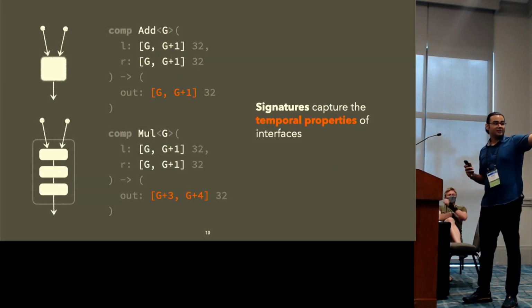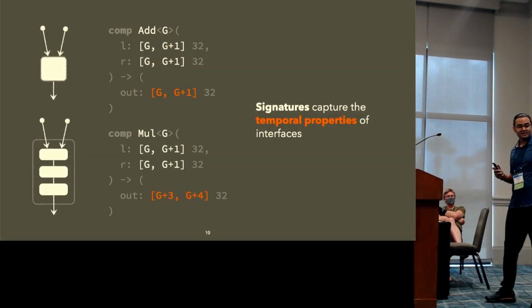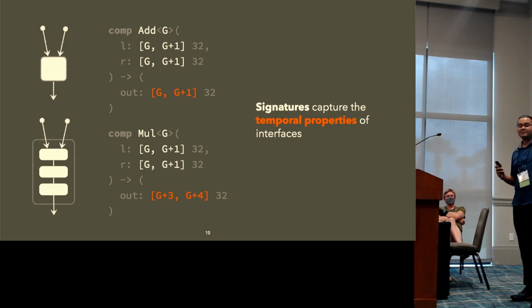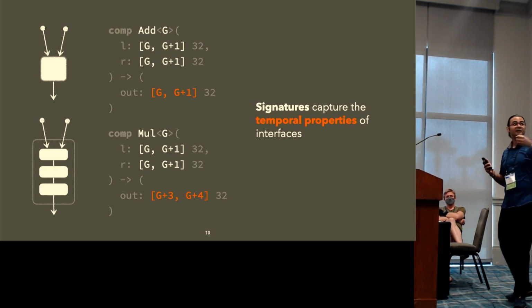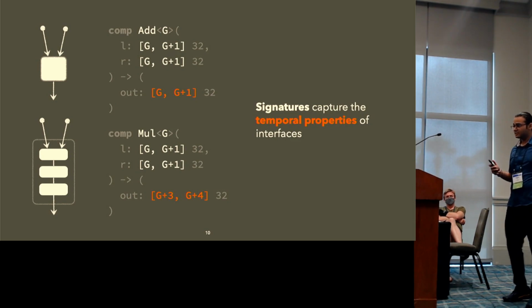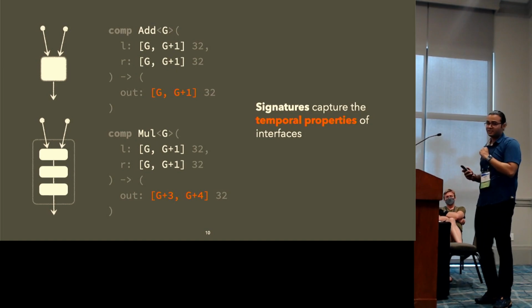Similarly, we can give a type signature to our multiplier, and the multiplier takes several cycles to produce its outputs. So now we've captured the fundamental difference at the physical level between the adder and the multiplier. The adder can produce outputs immediately, the multiplier takes several cycles. So we've captured some temporal properties of our design.